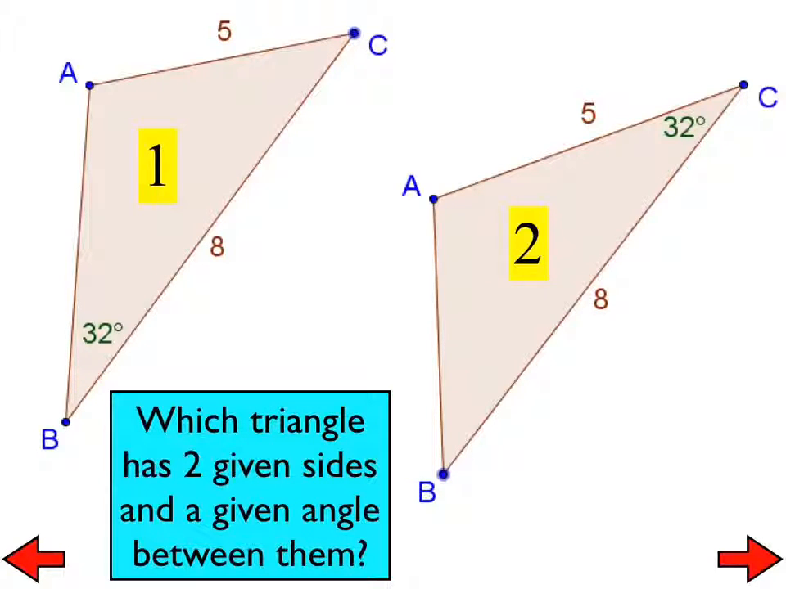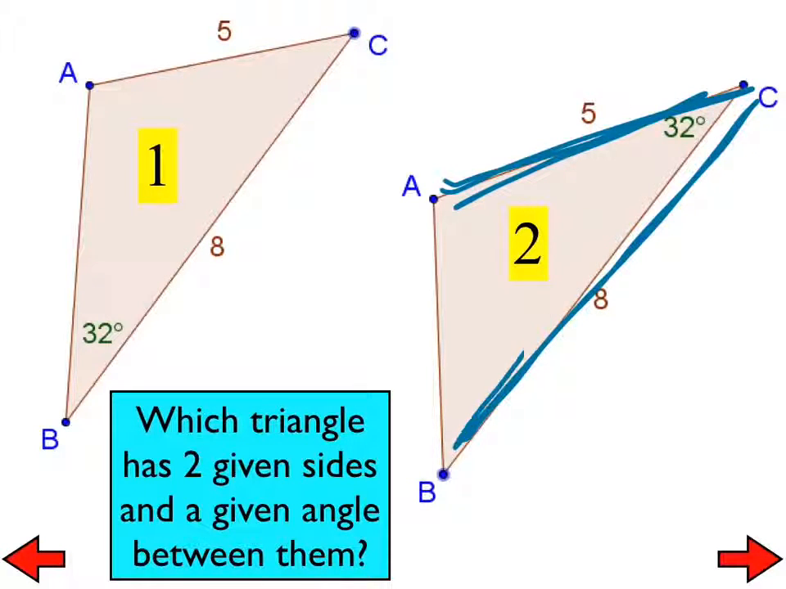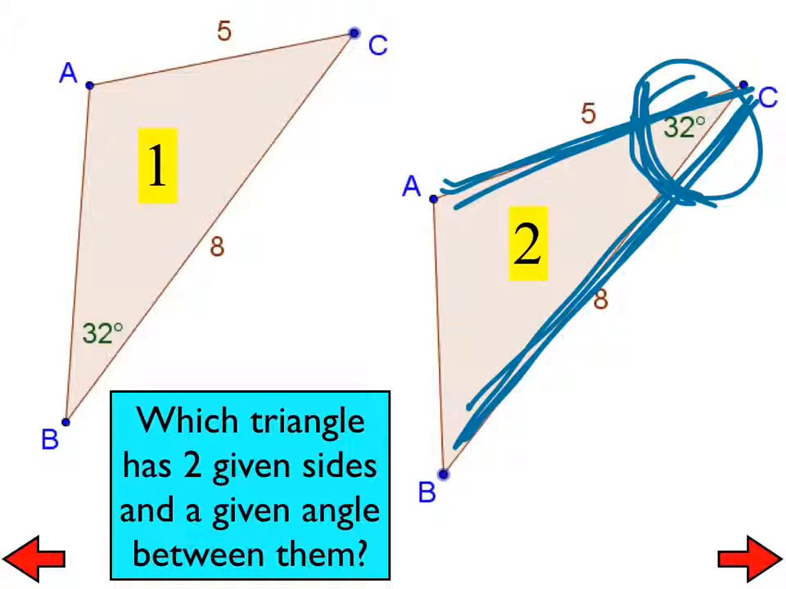Emilio, which one is it? Number 2. You're right, because 5 is given, right? You all see that that's 5. 8 is given. And they are meeting in this corner, and that's 32 degrees. It's between the 2 sides.